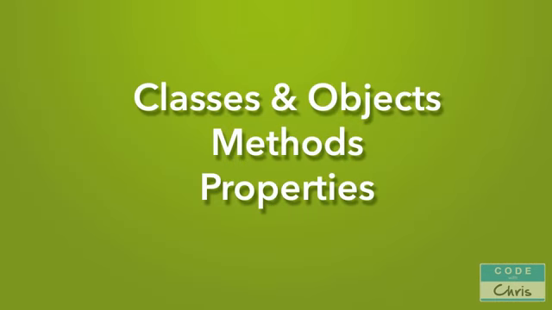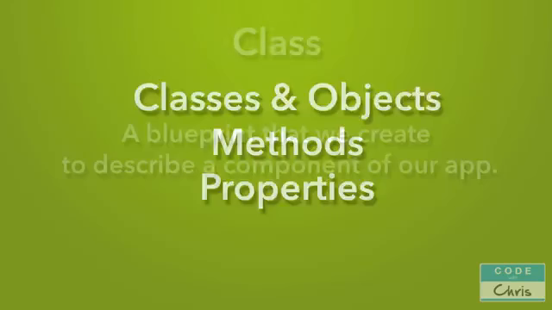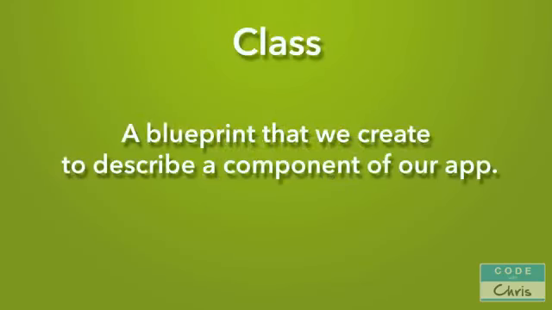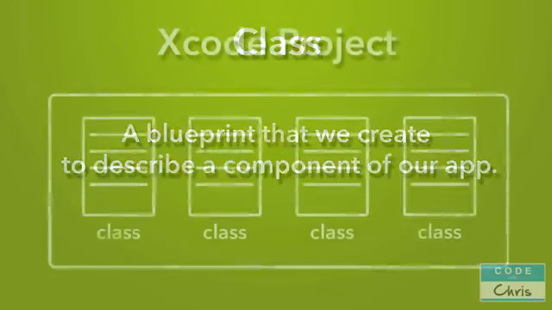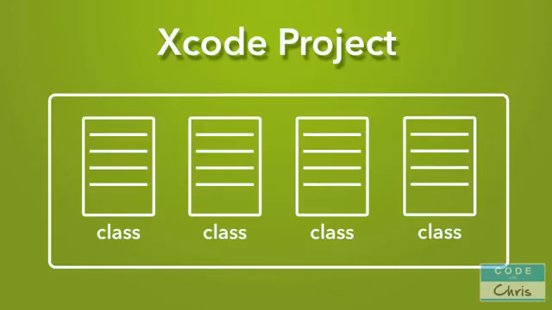We're going to go through classes and objects, we're going to go through methods, and we're going to go through properties. Okay, so let's jump right in. The first concept is a class. A class is a blueprint that we can create to describe a component of our app. When we're making an app in Xcode, really all we're doing is creating classes to describe the various components in our app and how they interact with each other.